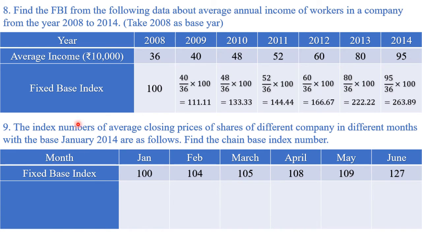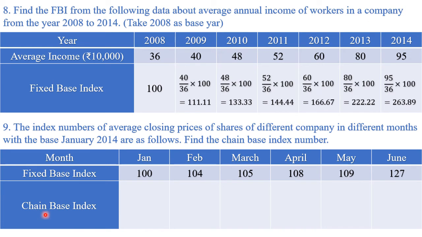The base year is January 2014. The base month is January. We have to calculate the chain base index numbers. Now for that you need to remember the formula for converting a fixed base index number into a chain base index number, and if you have forgotten, just check out the tutorial around here, where you will see how to convert a fixed base index number into a chain base index number and how to convert a chain base index number into a fixed base index number. So at that point you will get your tutorial.